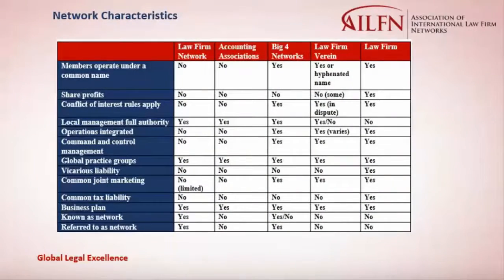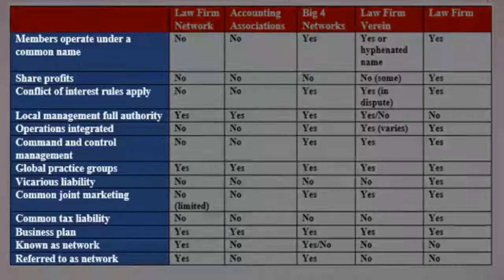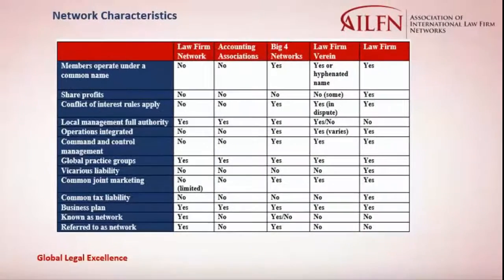This chart is a general overview of the most common characteristics of law firm networks, law firms, and accounting networks. They include use of a common name, integrated operations, global practice groups, common tax liability, and being known as a network.